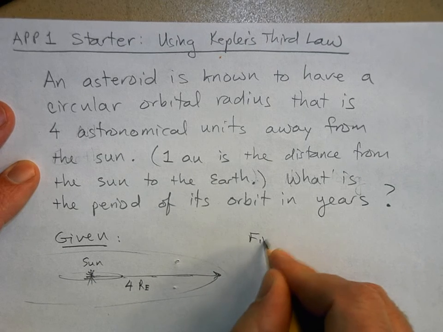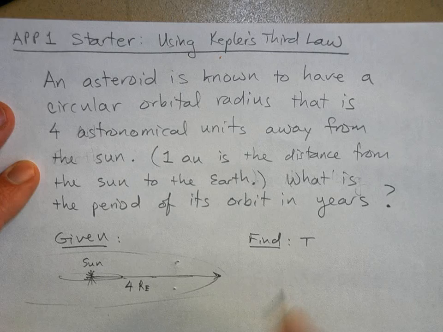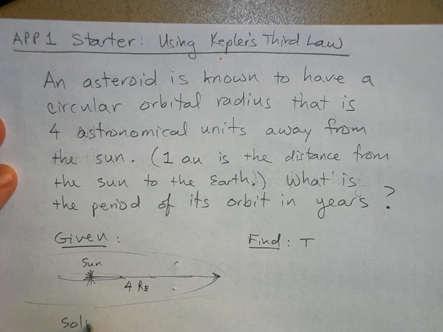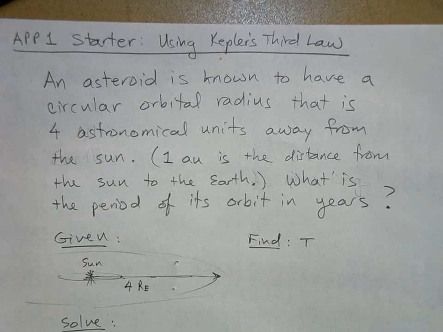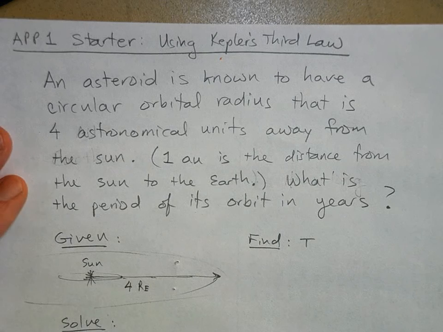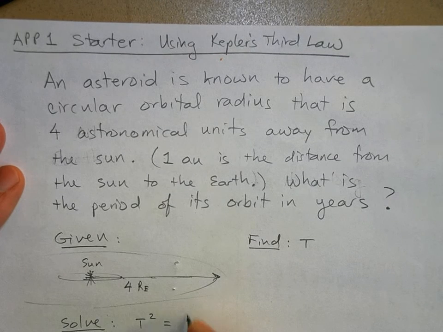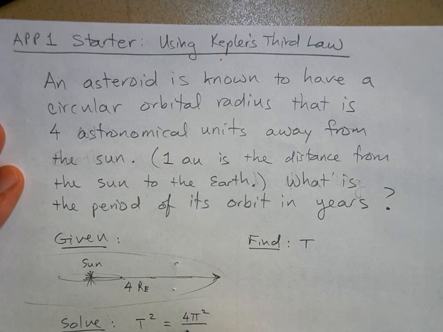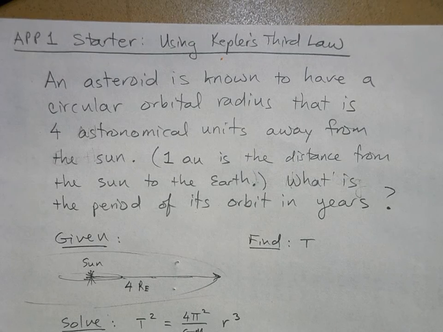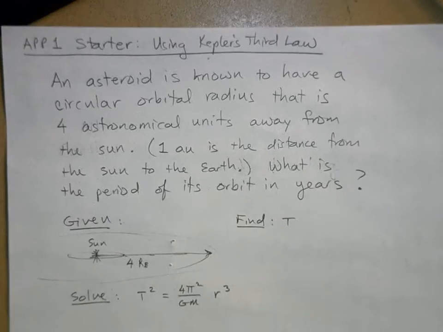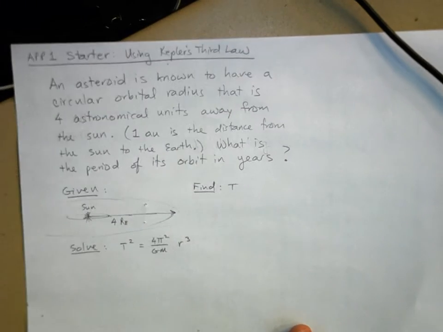And what are we trying to find? We're trying to find the period for the asteroid. So let's solve. Now, we do have an expression, that's Kepler's third law. T squared equals, now I can't remember this, I think it's 4 pi squared over GM times the radius cubed. Is that right? Oh, I'm off screen. Thank you for letting me know. Let's zoom out.